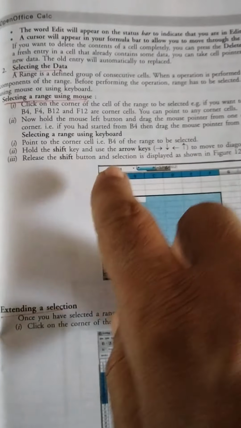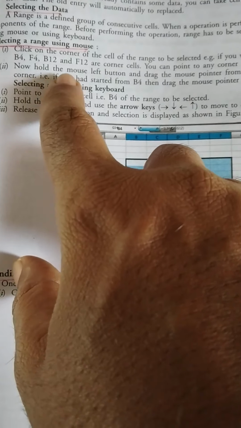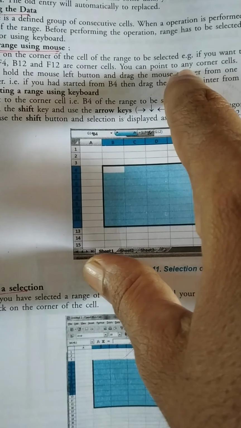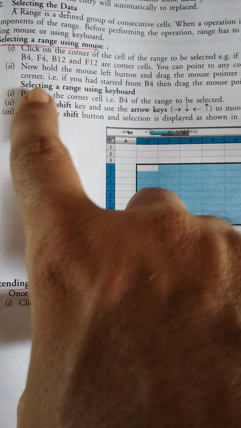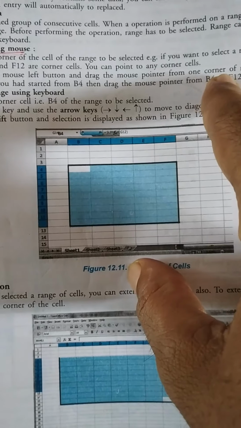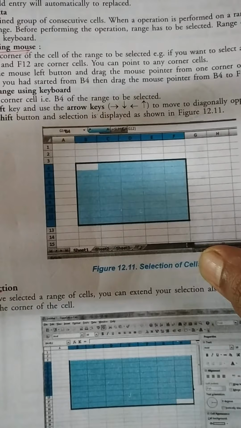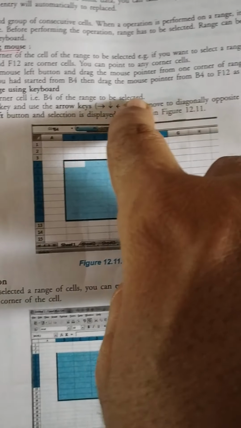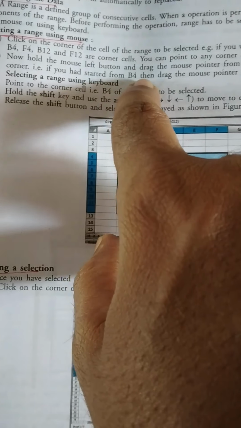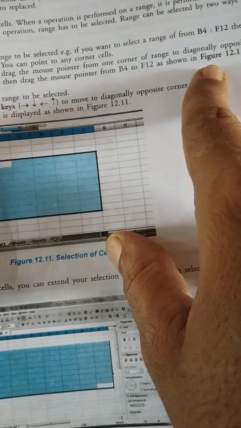The same thing is written, whatever I have told you. B4 and F12 are the corner cells. You can point to any corner cell. Now hold the mouse left button and drag the mouse pointer from one corner of the range to the diagonally opposite corner. That is, if you had started from B4, then drag the mouse pointer from B4 to F12 as shown in the figure.